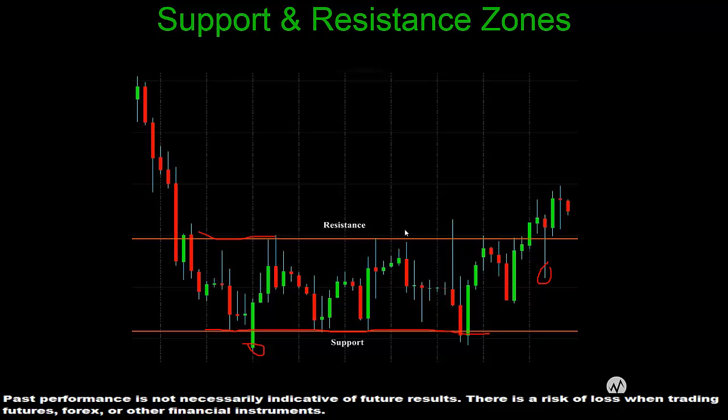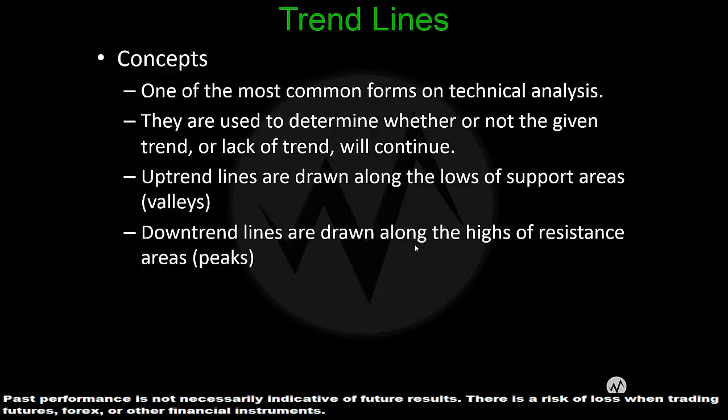So that's basically the easiest description of what these are. We'll go ahead and show more here.